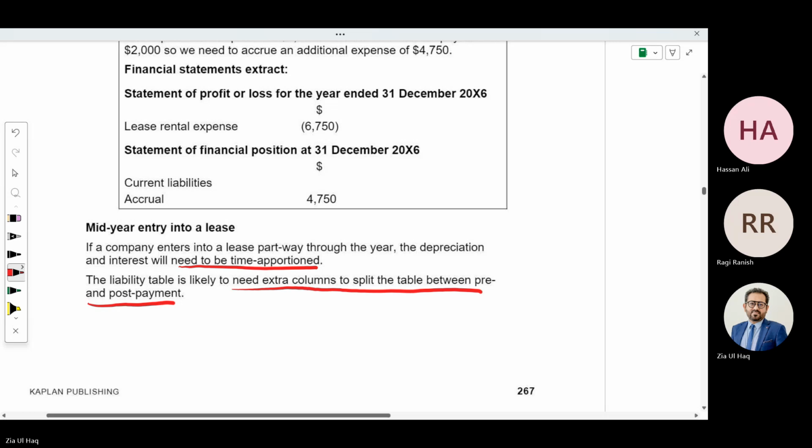If you enter into the lease agreement during the year, whatever the interest time period for the current year, that will be recorded. The remaining will be recorded next.